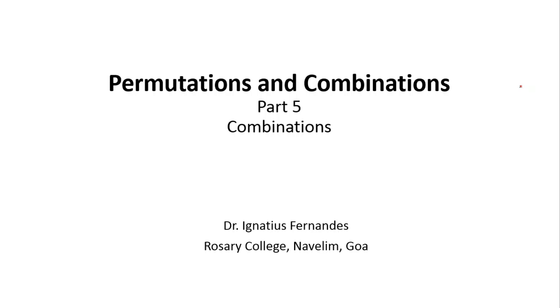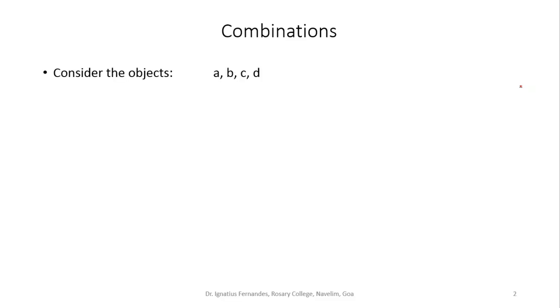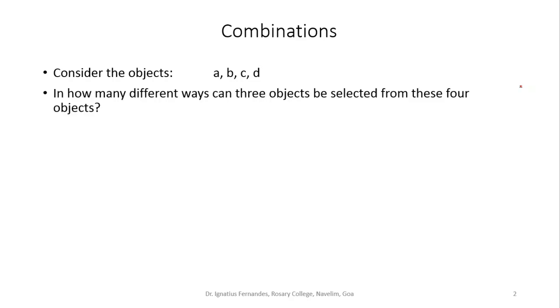While we say the order is important in permutations, because there we are talking about arrangements of objects in different patterns, combination is about only selecting objects. Let's say, for example, you consider the objects A, B, C, D. I have 4 objects here. In how many different ways can 3 objects be selected from these 4 objects? While in permutations we used to try arranging objects, here the question is about selecting.